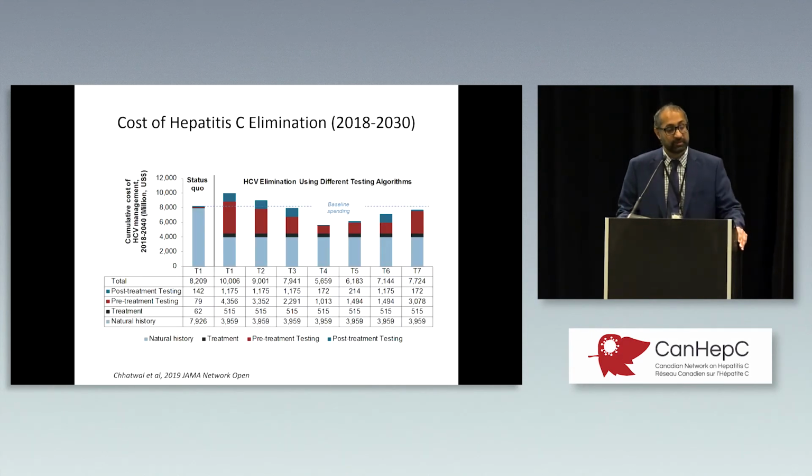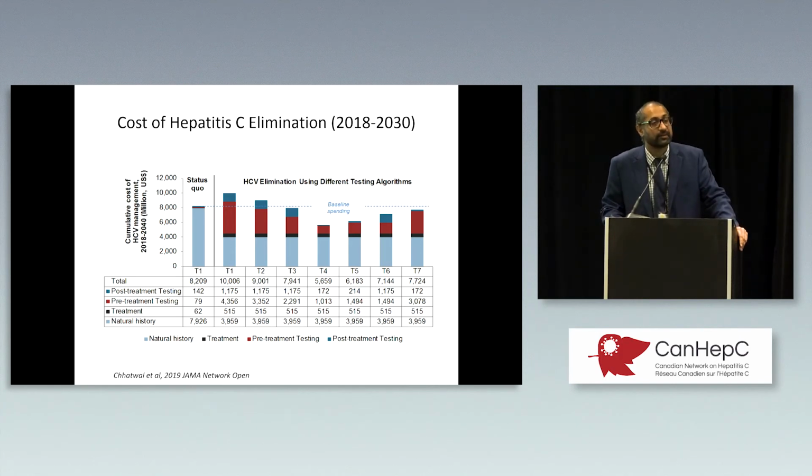Okay, so what is the cumulative cost? The left figure shows how much the cost on Hep C treatment spending would be if we do not change anything, and the right one shows the cost of elimination. And the light blue color shows the cost of disease management, like HCC, liver transplant, etc. And on the right side, you see that the cost has gone down because naturally we have treated more people, but the other cost we have added. The red one is the cost of screening, and the dark blue is the cost of post-treatment testing.